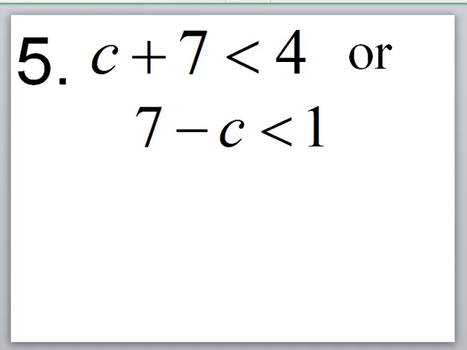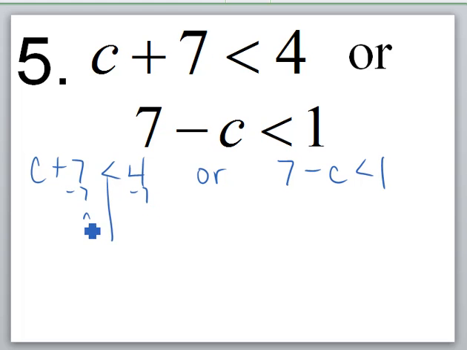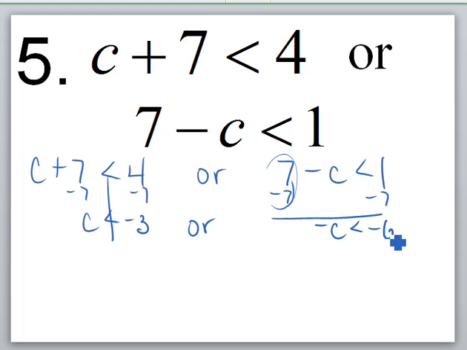In this next example, we are going to go ahead and solve each of these inequalities. I have them typed in a little too big, so I'll restart this. So it says c plus 7 is less than 4, or 7 minus c is less than 1. I will subtract 7 on both sides, and I get c is less than negative 3. Or, on this one, I will subtract 7. That's what creates 0, guys. This is minus 7. You do have a negative c is less than negative 6.